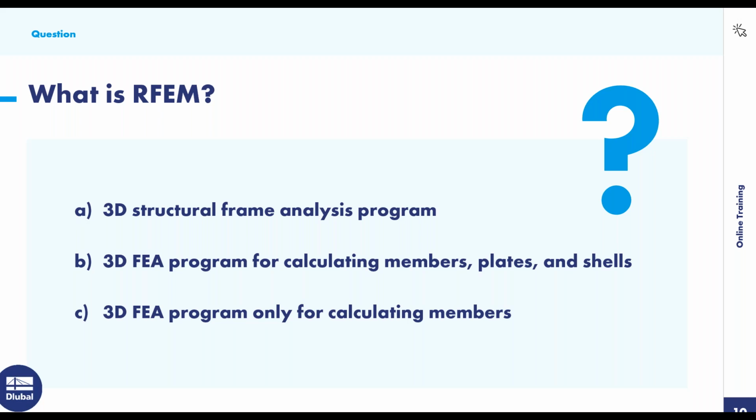A is incorrect because RFEM can do more than just frame analysis. C is also incorrect because RFEM can calculate more than just members. So B is the correct answer: 3D FEA program for calculating members, plates, and shells. Things like surfaces and solids can also be calculated with RFEM, and it's an FEA, finite element analysis, program. Great, it looks like most of you got that correct. So now we can move on to our example.